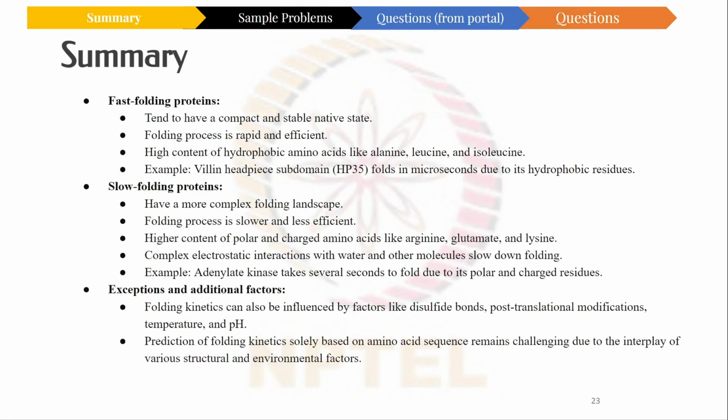The folding rate of a protein can be influenced by various factors, including the sequence of amino acids that make up the protein. In general, proteins that fold quickly tend to have a higher proportion of small and hydrophobic amino acids, while proteins that fold slowly tend to have a higher proportion of large, polar and charged amino acids.